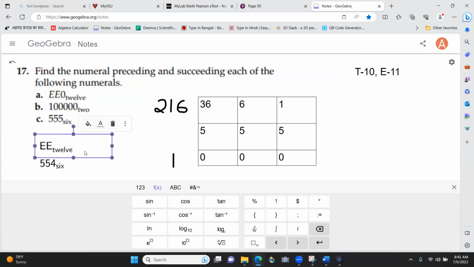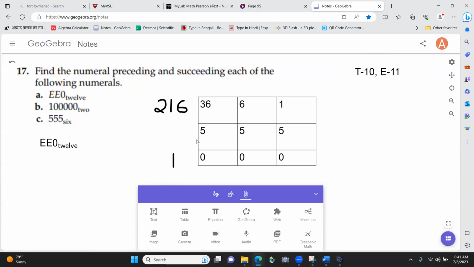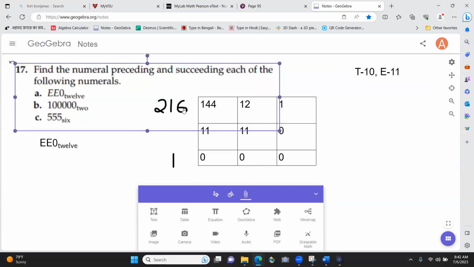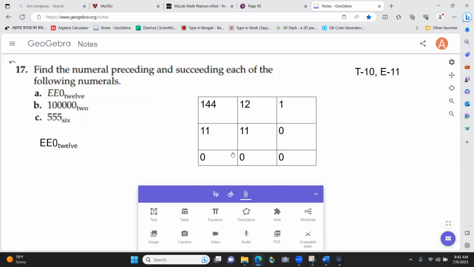E, 0. Okay, what this is saying, base 12. This is 1, this is 12, this is 144. Right. And this is 0. I have 0 of those. I have 11 of these, and I have 11 of these. Now I may need the next spot. I'm not gonna worry about it yet. I'm gonna get rid of this.